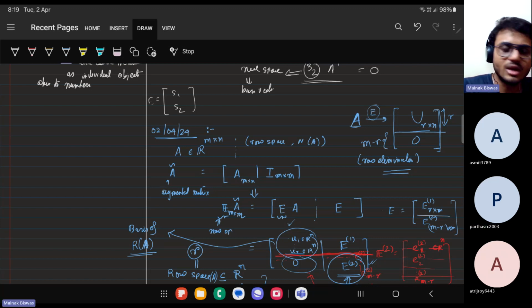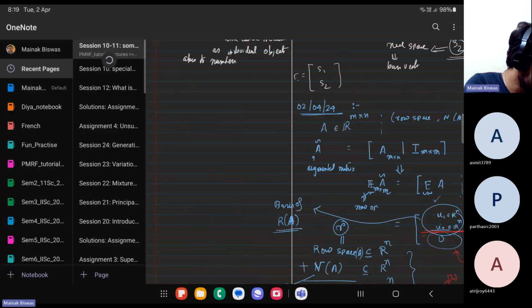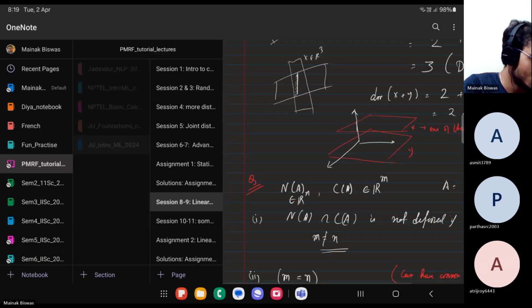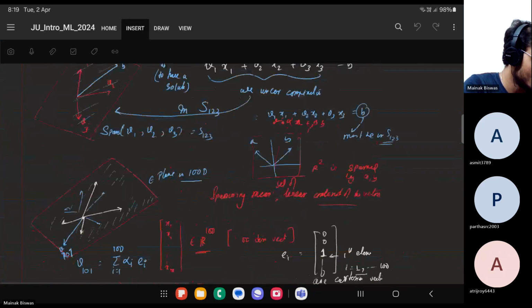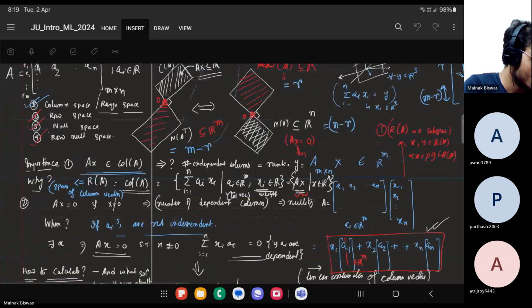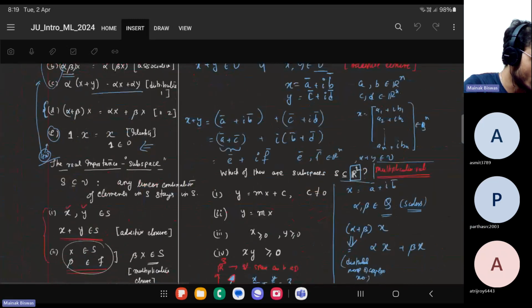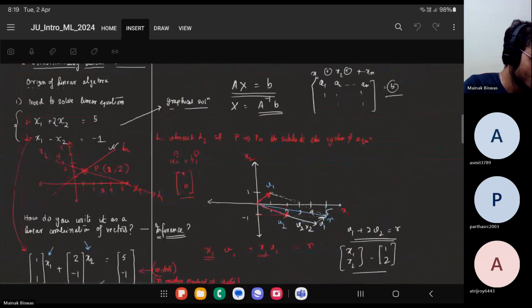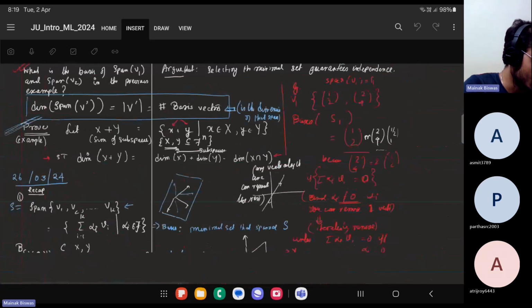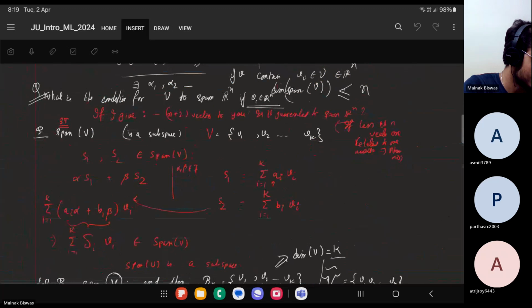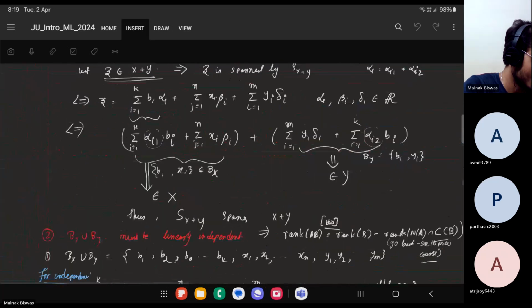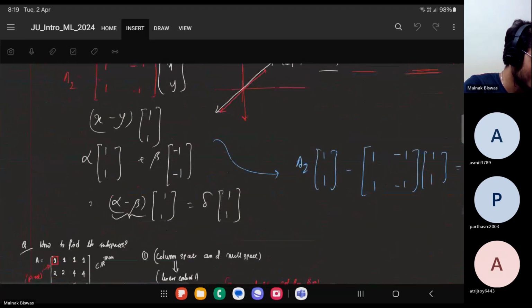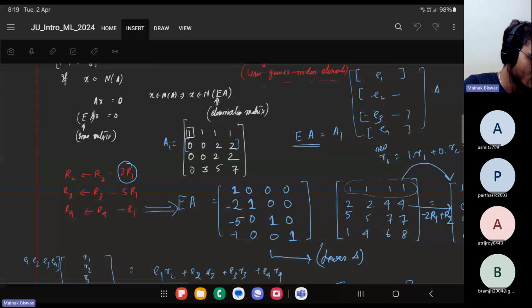When we did row reduced echelon, I really don't understand what to do. Where did we find the null space? Let's check. Here it is.